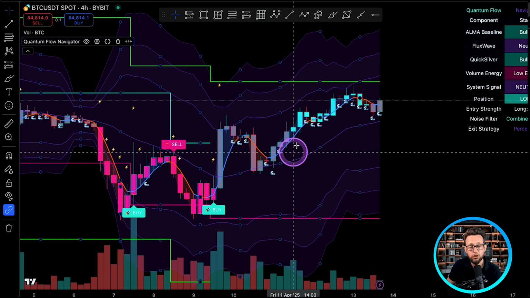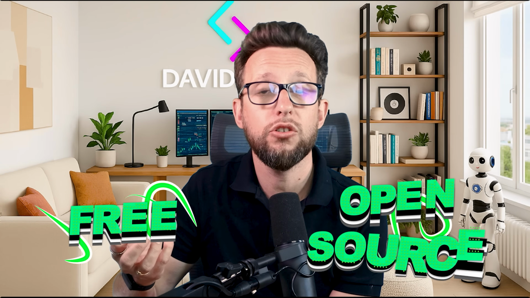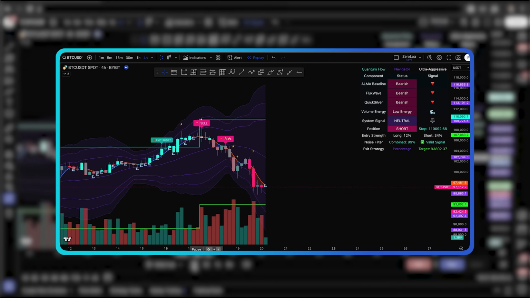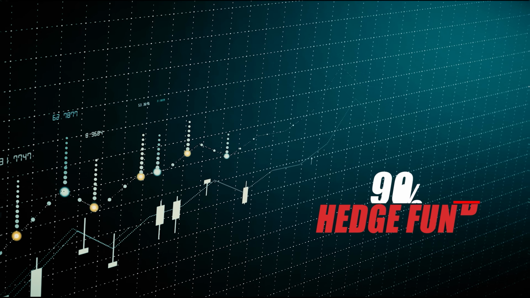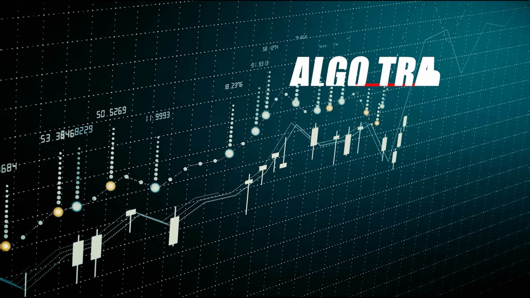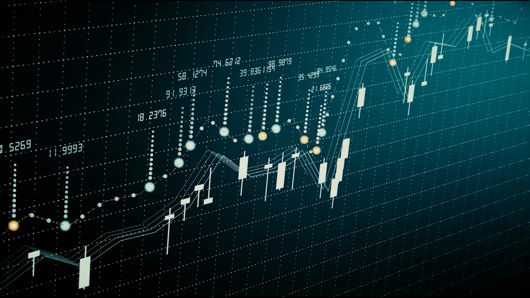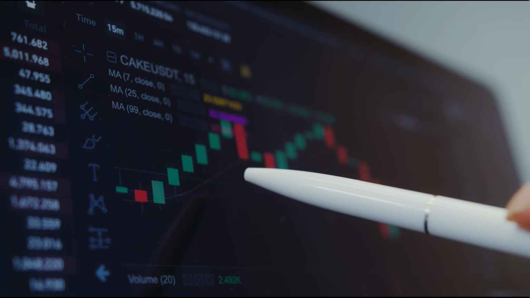So as you can see, there's lots of signals on there. I really do hope that this helps you to become a profitable trader. They are free and open sourced, but I've got to be 100% honest with you guys. I do not trade these indicators manually in the slightest. It's known in the game that 90% of hedge funds now actually use algo trading and use bots. I personally use bots every single day for my trading. It's been years since I've taken any manual trades.